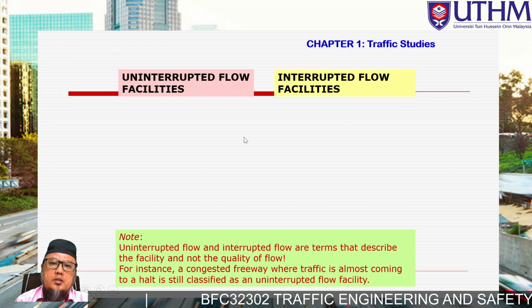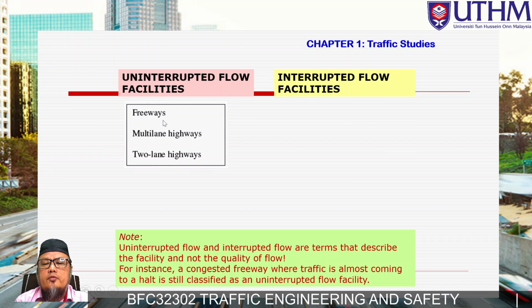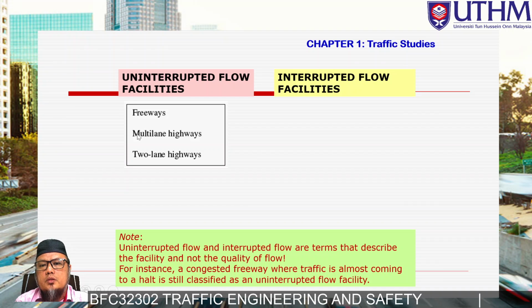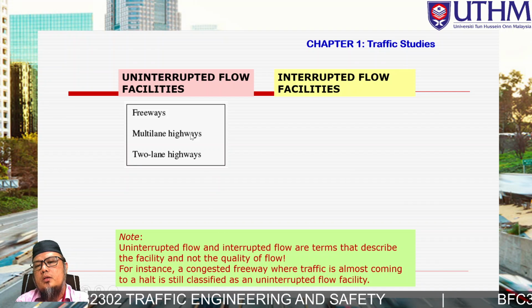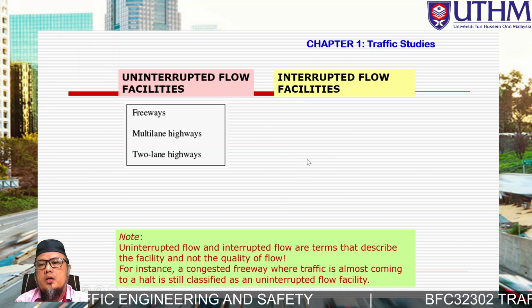Okay, let's see what kinds of facilities have uninterrupted flow. Freeway segments or freeway sections, multi-lane highways and two-lane highways. So normally they provide uninterrupted flow.